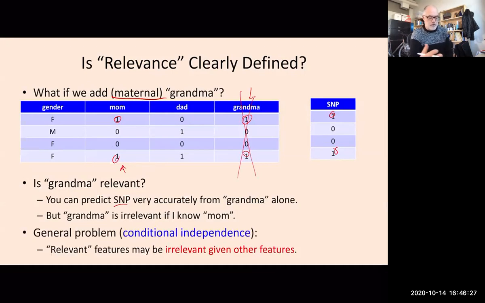So there's a general problem of conditional independence. Like in the generative model of the data, if you know mom, then the value of grandma is irrelevant. Doesn't matter at all, right? So is it relevant? Probably not, right? So relevant features may be, and this is the critical thing, relevant features may be irrelevant given other features. So this one becomes irrelevant because you know the value of this. And if anybody knows graphical models at all, what we have here is if you know this, then this becomes conditionally independent of this.